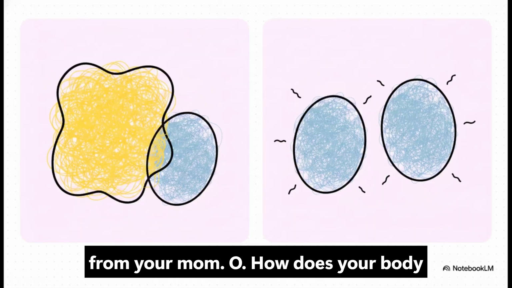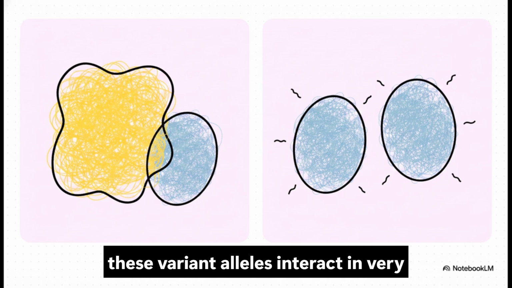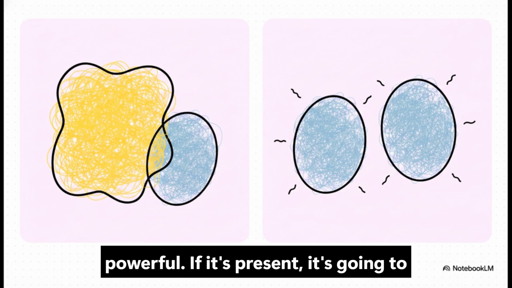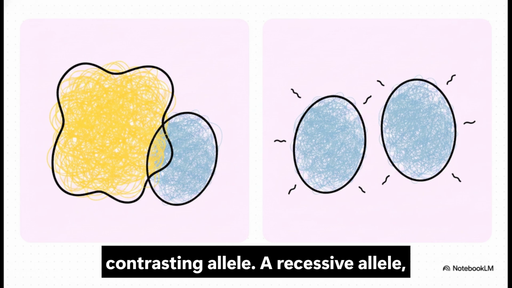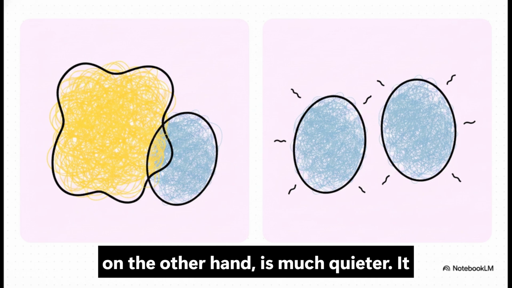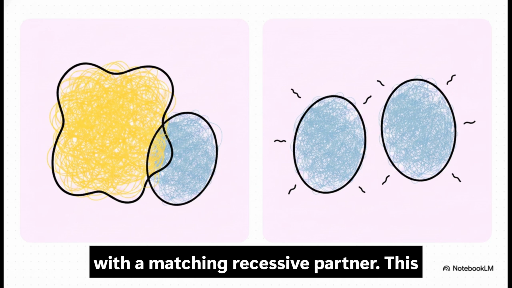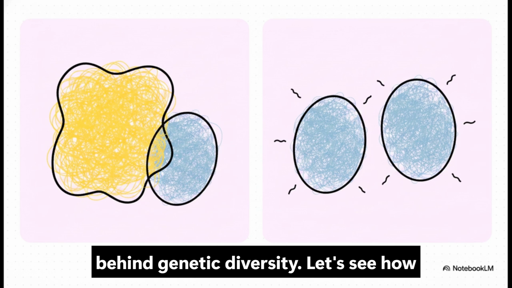So, how does your body decide which one to actually show? Well, these variant alleles interact in very specific ways. A dominant allele is powerful. If it's present, it's going to show up, even if it's paired with a contrasting allele. A recessive allele, on the other hand, is much quieter. It only becomes visible when it's paired with a matching recessive partner. This interaction right here is the secret behind genetic diversity.